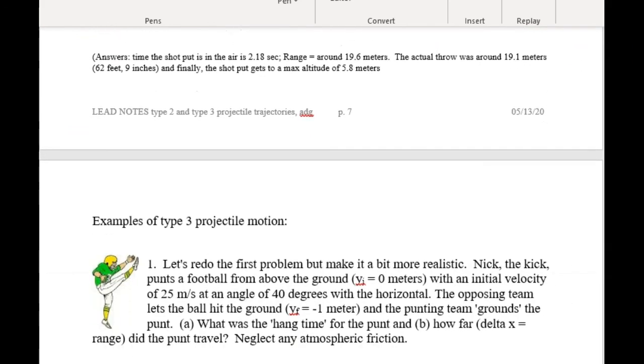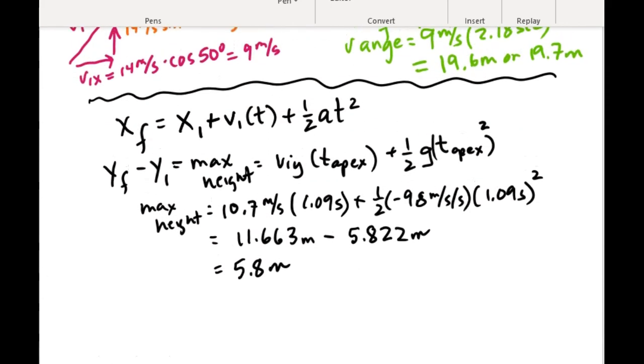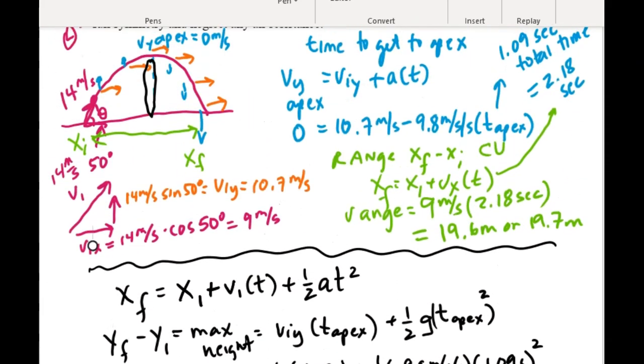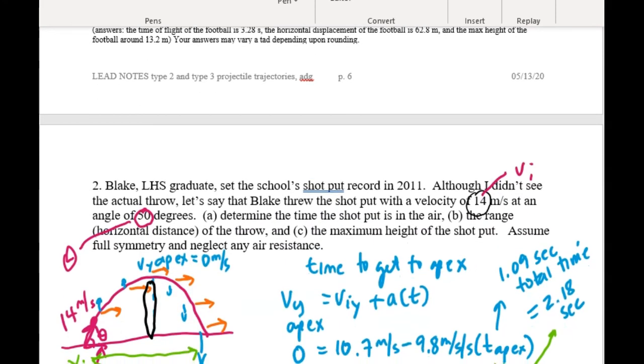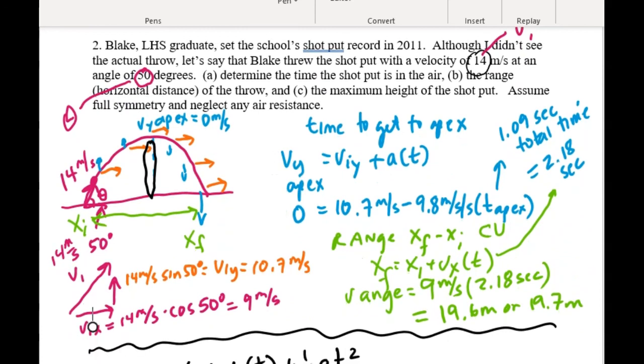Now we do have a few more pages here, but these are type 3 problems, and I'll work those in another video. So again, there's basically a couple of type 2s I worked. And again, you can kind of use symmetry here to help you.